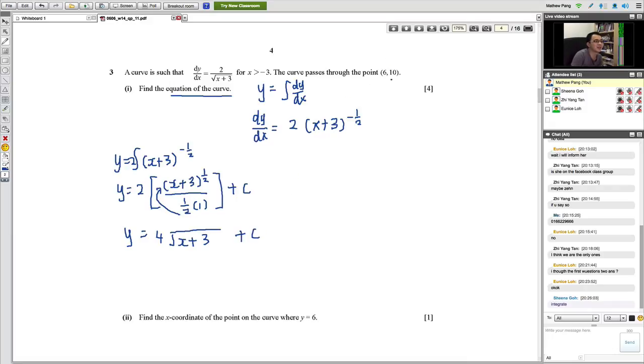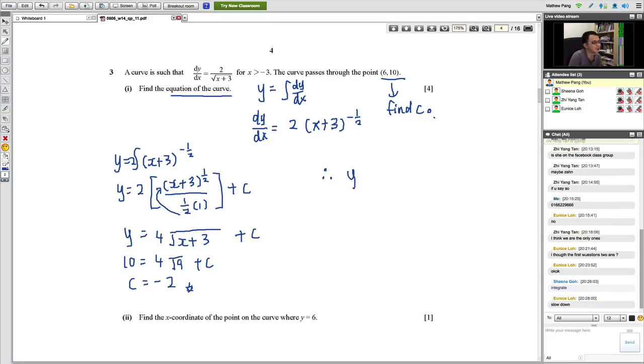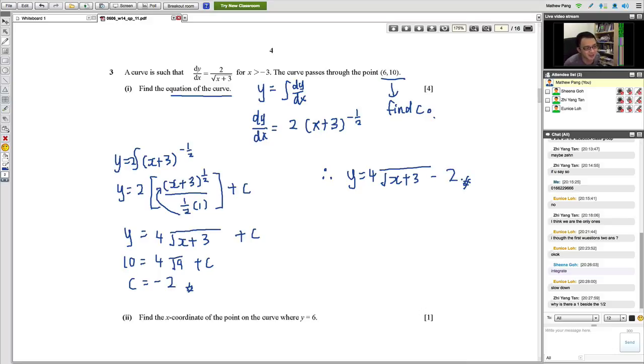That's why the question gives you one coordinate, to find the value of c. So you have to find the value of c using this coordinate. x is 6, y is 10. So 10 will equal 4 times square root of (6 plus 3), which is square root 9, which is 3. So 12, and 10 minus 12, c will be -2. Simple. So I rewrite the equation of the curve, which is y equals 4 square root of (x plus 3) minus 2. That's all.